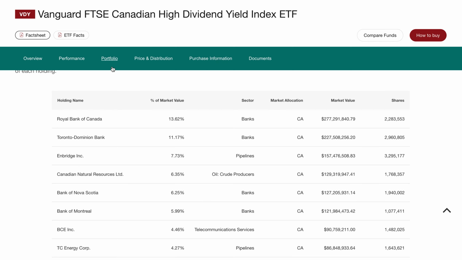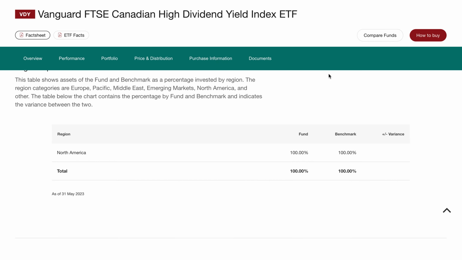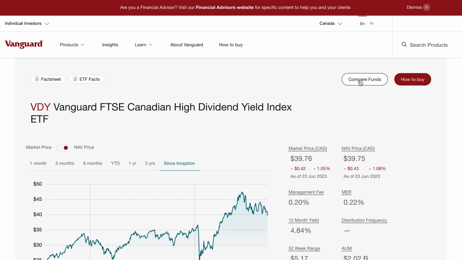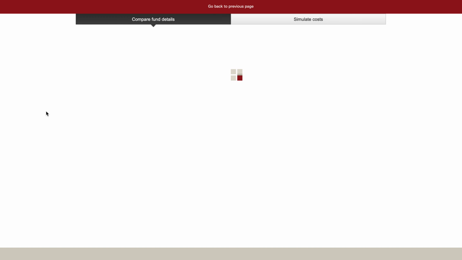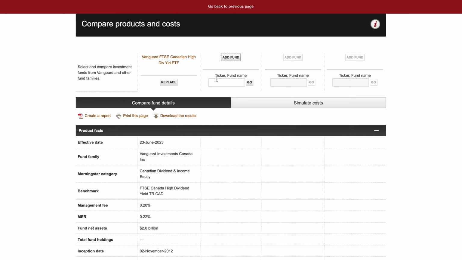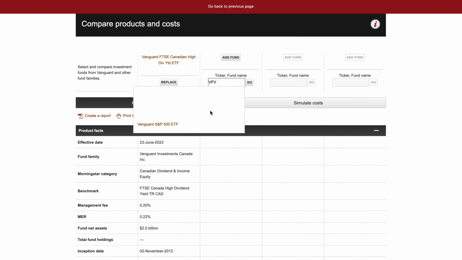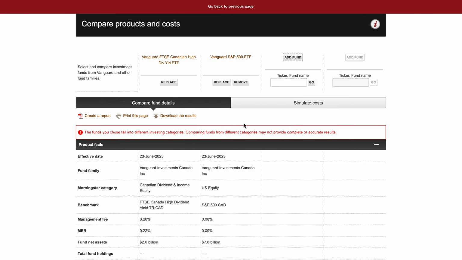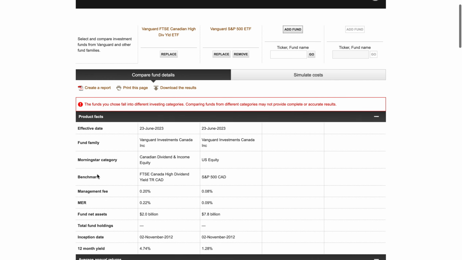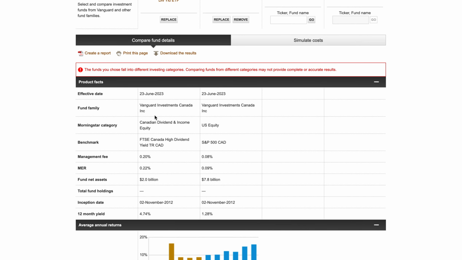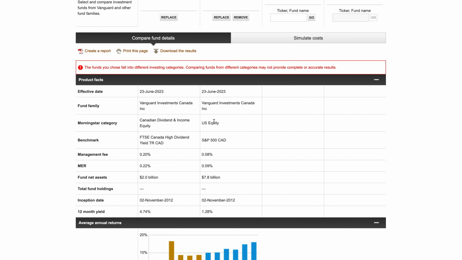So now we're going to go back and compare this fund. As you can see on the Canadian side, they do have a comparison tool. What I'm going to look at is VFV, the S&P 500 ETF on the Canadian side. So instead of VOO, you're looking at VFV, and we get the same warning that the ETFs you're looking at are in different investing categories. Please be aware of that: Canadian dividend and income compared to US equity.